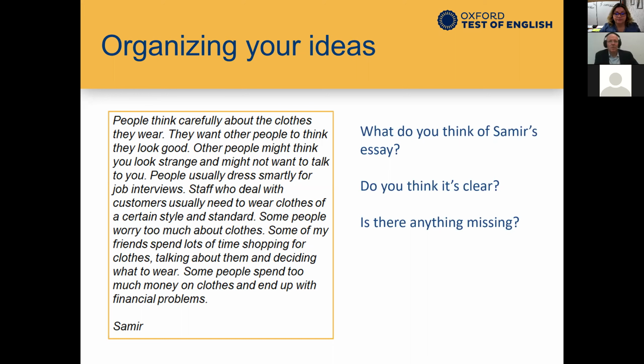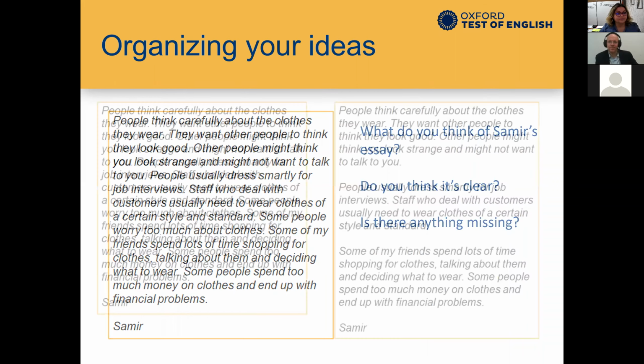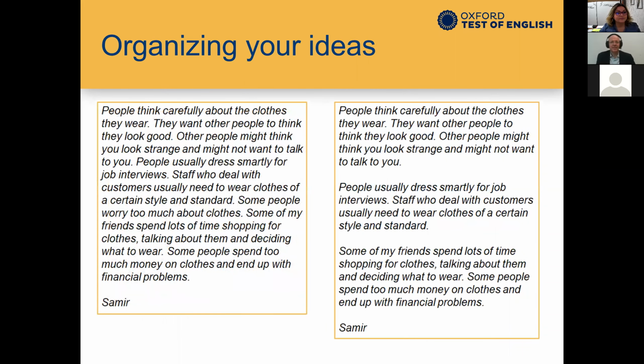What's missing? And particularly if we're talking about organizing ideas, well, how about this? Here on the right is one thing that Samir could have done to improve his writing. All that's happened here is we've simply separated one block of text. It's a mathakote, isn't it? It's just one block of text. We've separated it into 3 paragraphs. And these 3 paragraphs are quite logical. The first one is about the opinion of other people. The second is about wearing clothes for work. And the last one is about shopping and talking, the sort of social things of clothes.